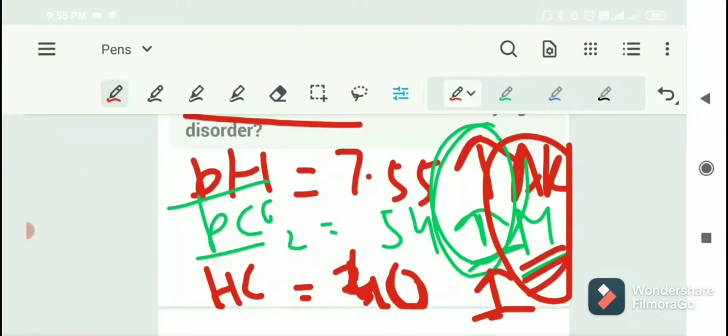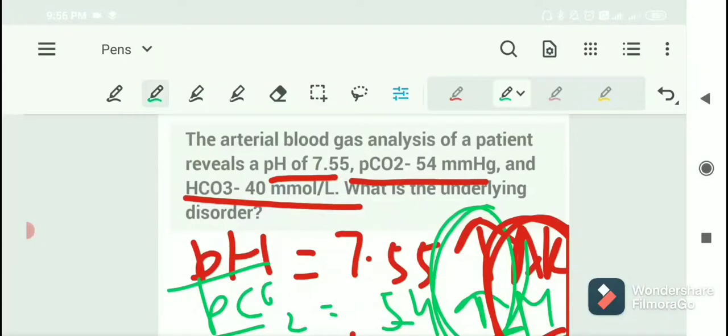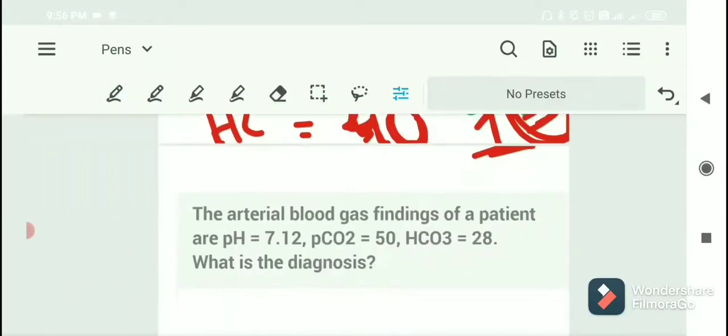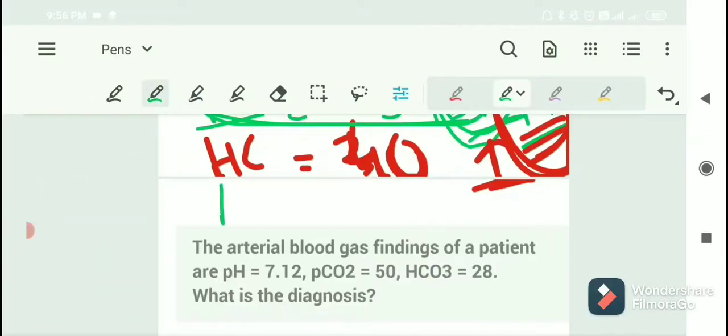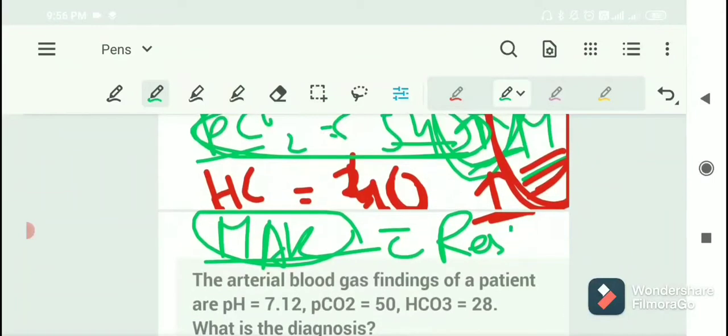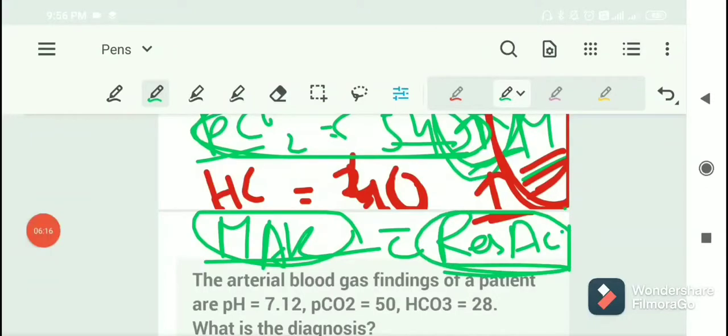This is confirmed by this metabolic alkalosis. Now here PCO2 is 54. That means this is going in the higher direction. That means there is respiratory acidosis also. Now here the diagnosis is metabolic alkalosis with respiratory acidosis as the compensation. Clear?